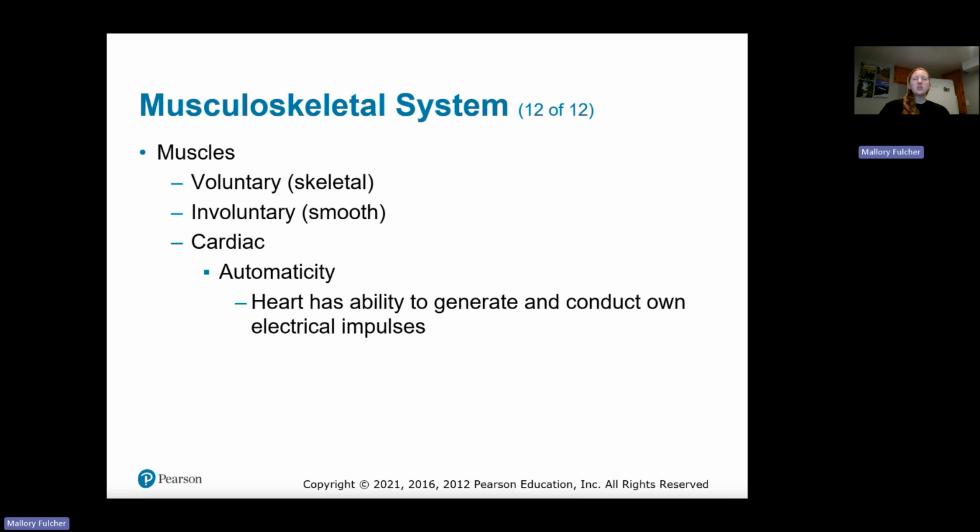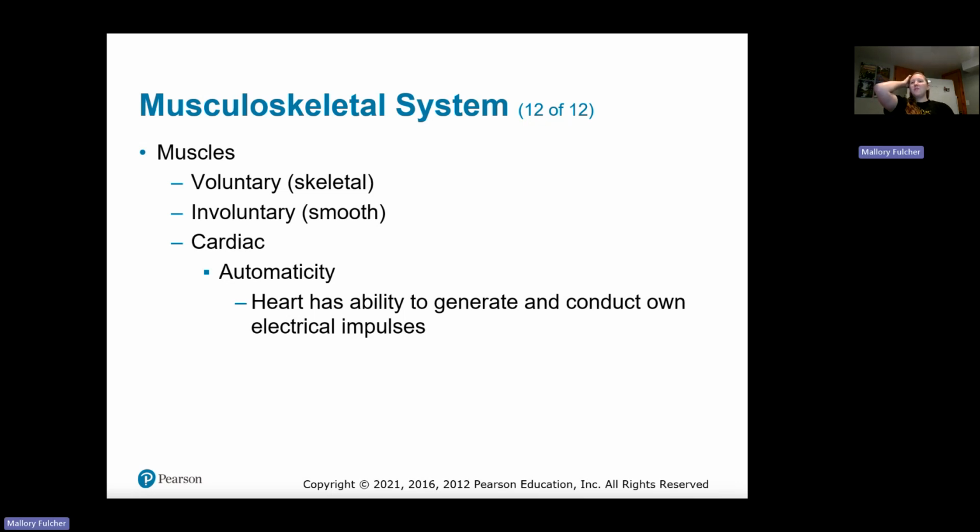Our involuntary muscles are also called smooth muscles. This is what lines most of our organs. They're involuntary. We don't have to think about those muscles moving. They just do. So when we eat food, we don't have to think about digesting it. The musculature just does.